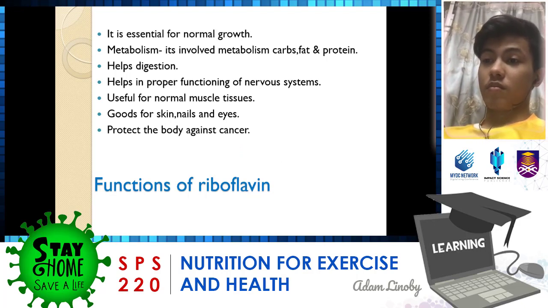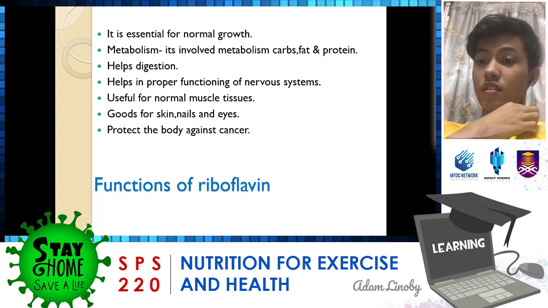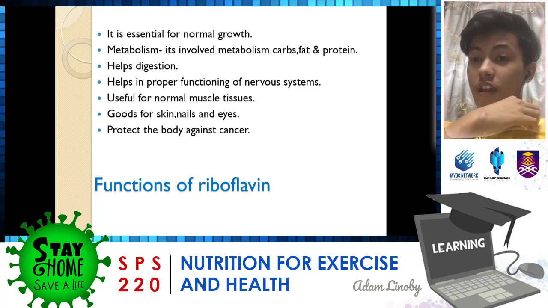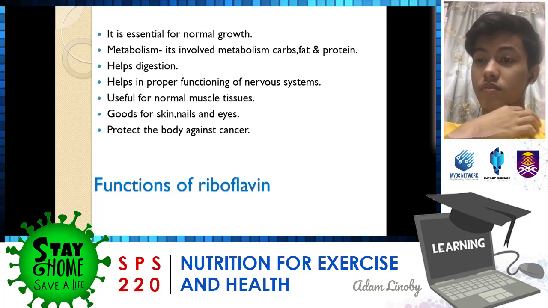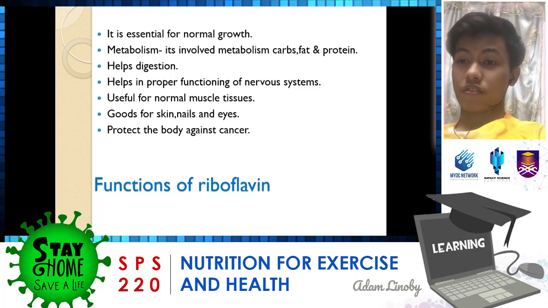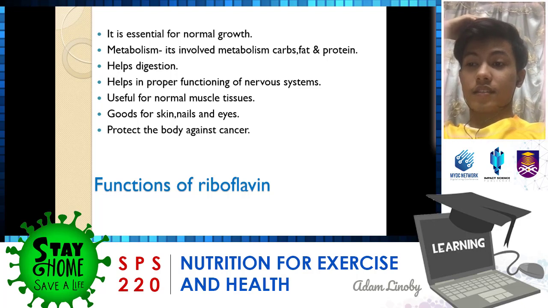Okay, the function of riboflavin is essential for normal growth. It is involved in metabolism of carbs, fat and protein, helps digestion, helps in proper functioning of the nervous system, useful for normal muscle tissue, good for skin, nails and eyes, and protects the body against cancer.